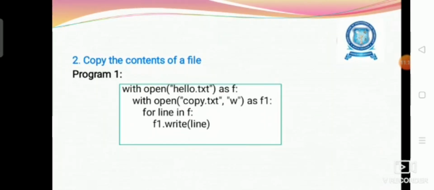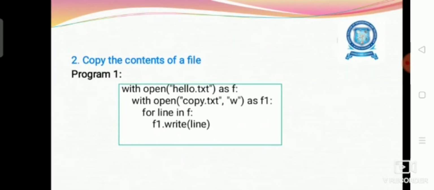Actually we are going to open one file, hello.txt, and in the hello.txt there may be some text contents. We are going to copy the contents from hello.txt and it will be pasted into another file. The second time we will open another file, that is copy.txt. So the copied content from the first file will be pasted into the copy.txt file.